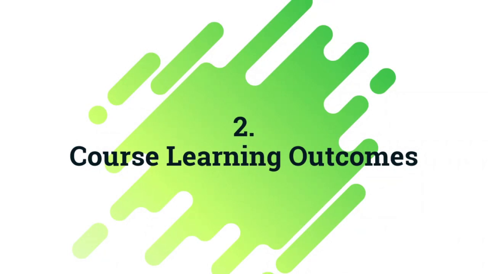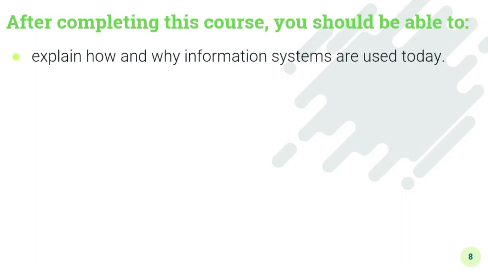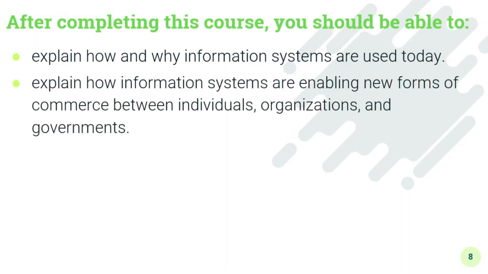So, as a student, what is expected of you at the end of this course? That's why we have a course learning outcome. After you complete this course, you should be able to first explain how, paano, and why information systems are very important today. At least, somebody would ask you, what is information systems? Now you can explain. Now you can tell them why it is important in today's business environment. Next, you should be able to explain how information systems are enabling new forms of commerce between individuals, organizations, and governments. So now you will be able to explain what is e-commerce. I think you've heard of this term, right? You will also be able to explain what is m-commerce, or what we call mobile commerce. A lot of you are doing that now. You're doing e-commerce, you're doing m-commerce.